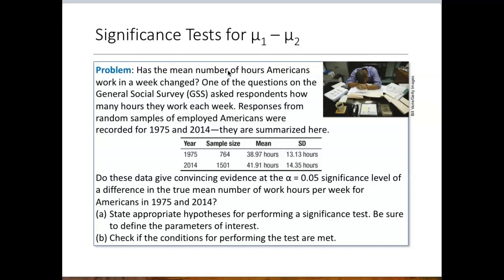All right, so let's state the appropriate hypotheses. We'll define the parameter of interest. We'll check conditions, and then I'm going to add C, conduct/conclude the test.